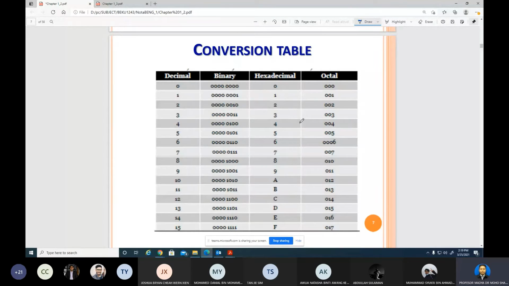Okay, hopefully some of this you know, but maybe we can refresh how to use your calculator. If you have a calculator, you can try. I use the FX-570MS. Okay, this is my calculator.